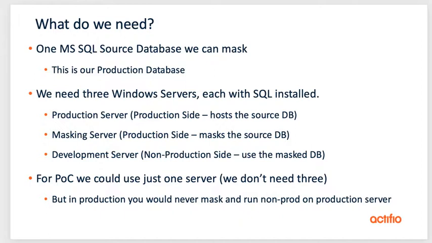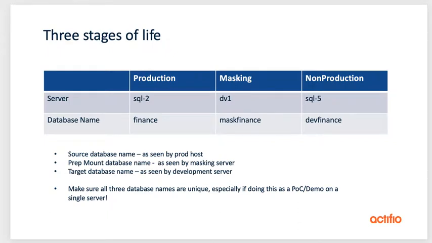Hopefully that makes sense. So we need 3 servers: our production server, which hosts our source database, our masking server, where we mask the source database, and then our development server, where we present the masked database. If you're doing a POC, you could do this all on one server, but if you do that, you need to think about your naming.